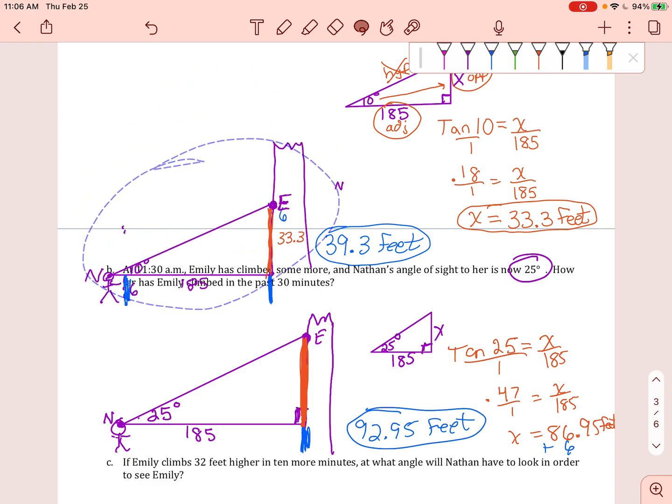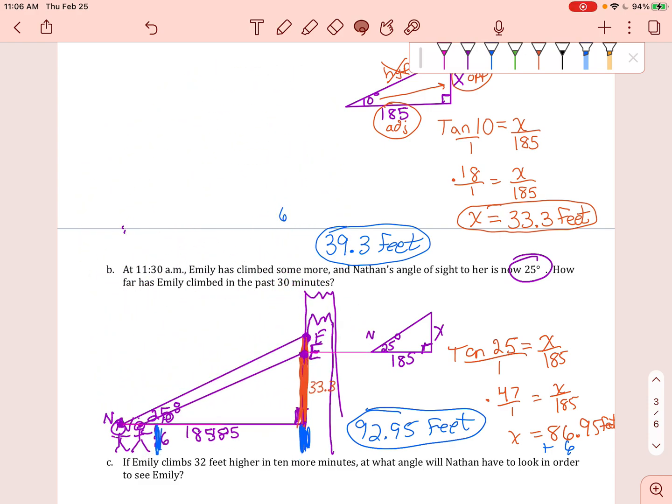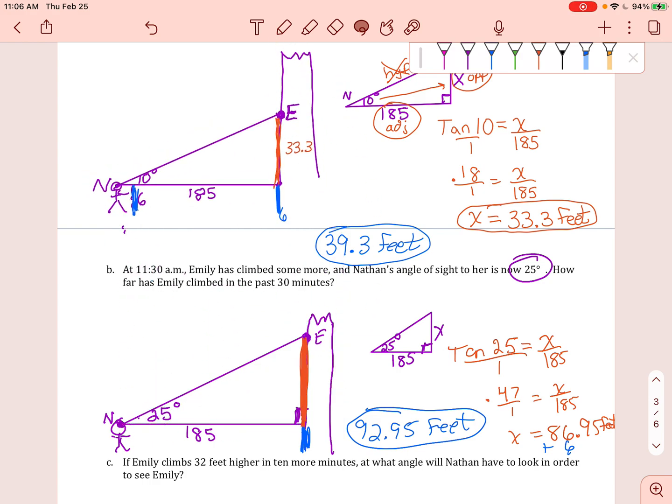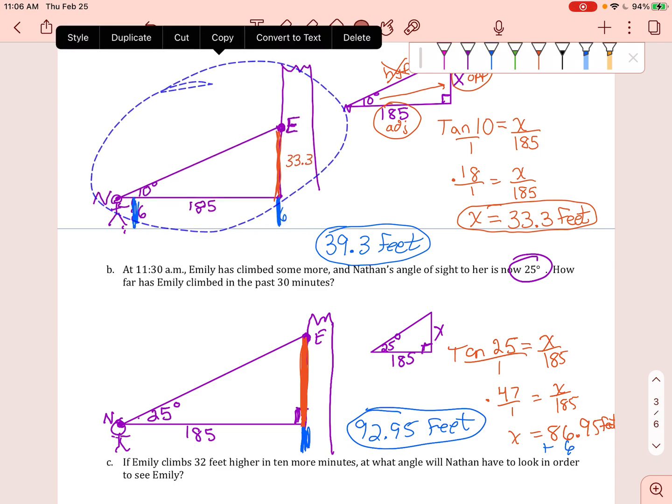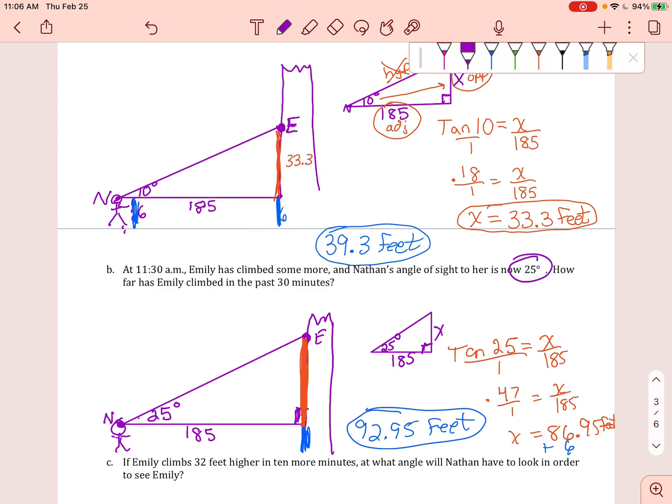Again, if I cut this and paste this over it, look, she was about 39 feet up, and now she's 92 feet up. Let's read the question. The question says, how far did she climb? So again, here's Emily. She was at 39.3 feet. Now she's at 92.95 feet. They're asking us, how far did she climb?